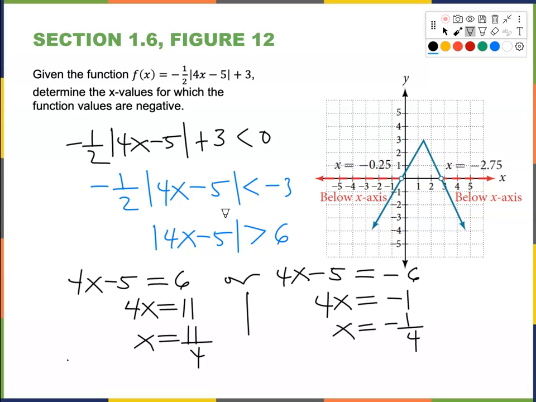And take a look at this graph here. You have 11/4 here and negative 1/4. And everything below the x-axis. It crosses at those values of x, and those are below the x-axis.